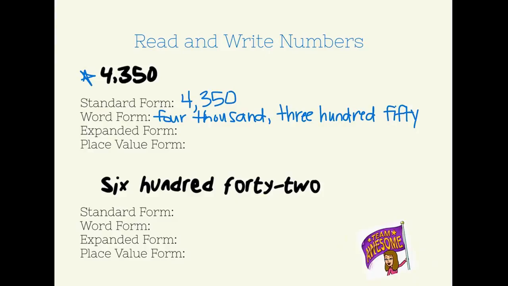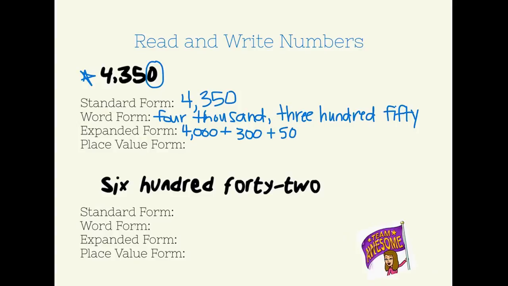Expanded form. Remember, I stretch it out like a balloon. So I pull out the 4,000 plus, remember, we have to add it all together, 300 plus 50. And this one won't have any ones because look, there's a 0 in the ones place. So I'm done already. 4,000 plus 300 plus 50.